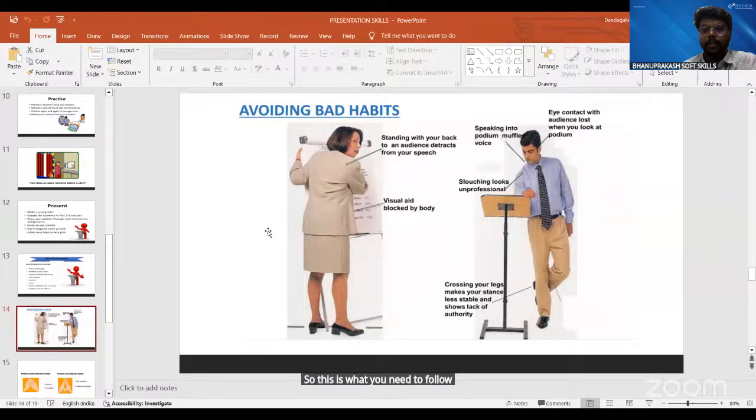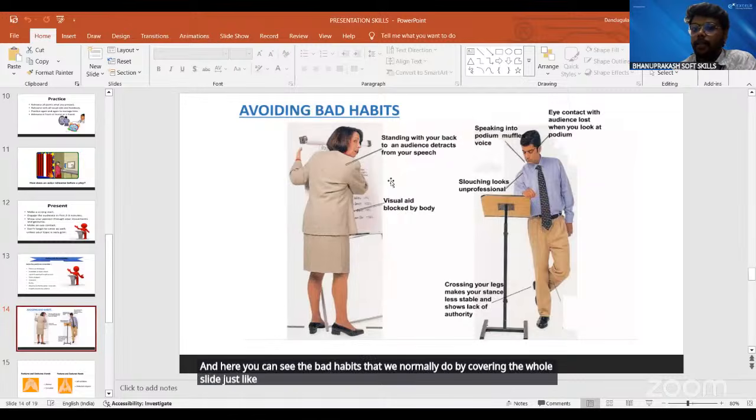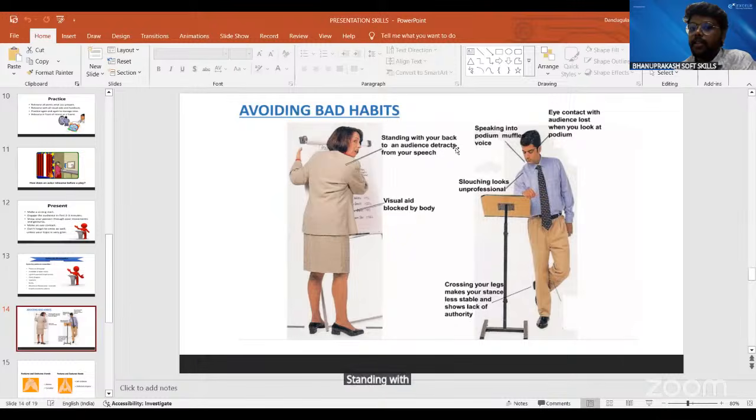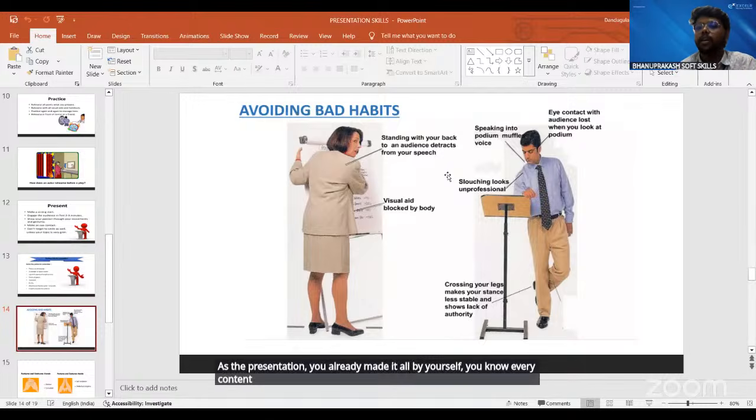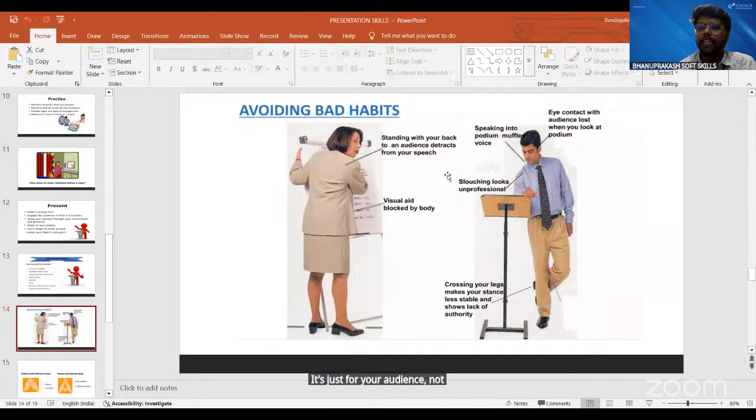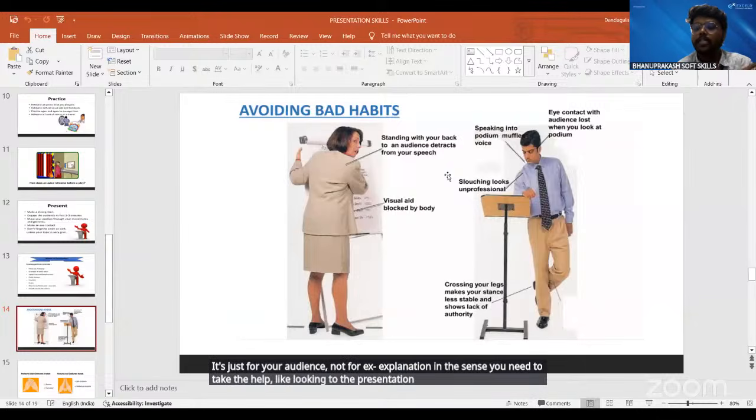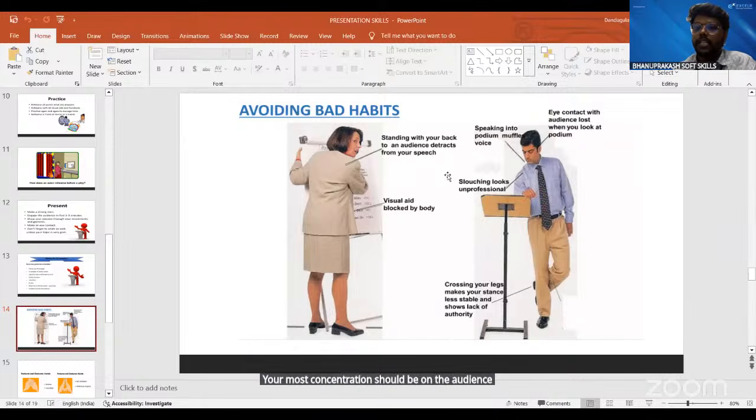And here you can see the bad habits that we normally have, like covering the whole slide, just like this woman is standing. Standing with your back to an audience detracts from your speech. You need to turn to the audience. The presentation, you already made it all by yourself. You know every content. It's just for your audience, so you only take help by looking at the presentation for 1 or 2 seconds and then you need to explain.